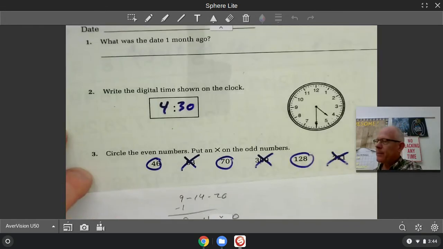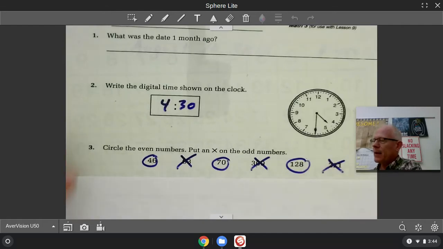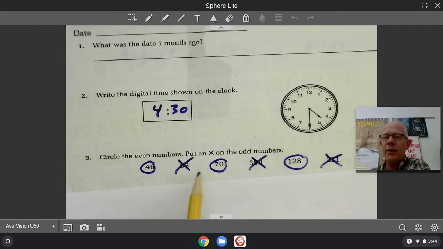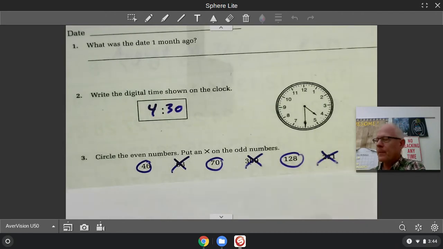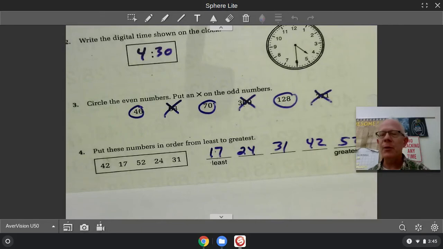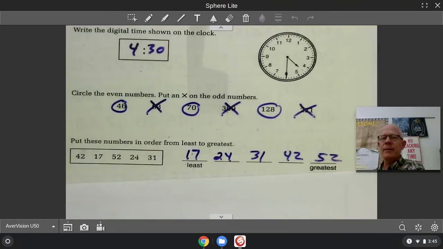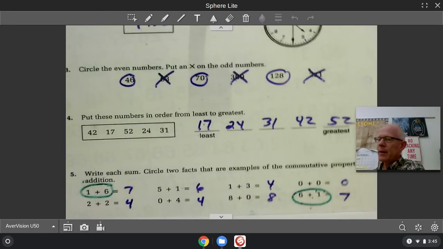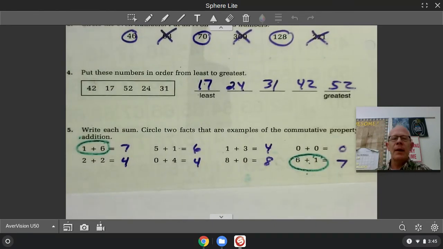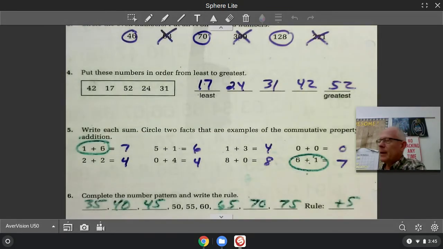Next one. It says circle the even numbers. I did. 46, 70, 128. The other ones are odd. Next one. These are numbers in order from the least to the greatest. Move it over a little bit. There you go. Then I wrote the sum for each of the problems. And then I circled the two commutative property ones. Just switch the addends, 1 and 6 or 6 and 1. And then the last one.